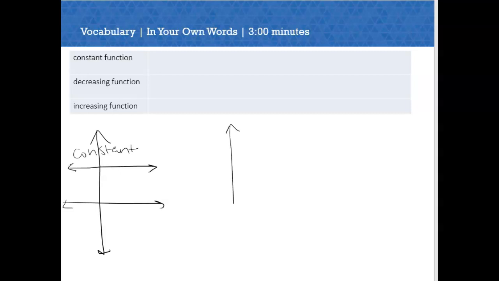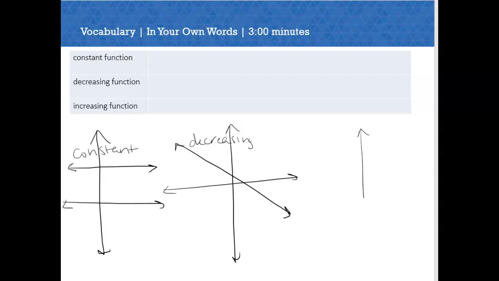A decreasing function decreases as we read it left to right. And then therefore increasing is a function that goes up as we read it left to right. So we'll need to know those as we move through this today.